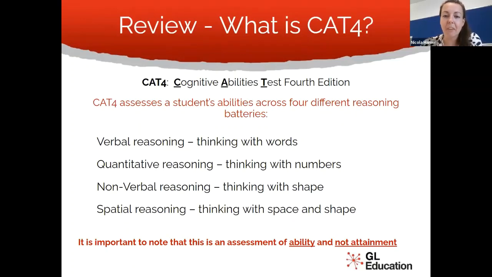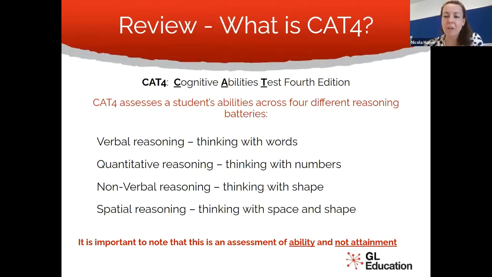Now, for those of you that weren't here last time, we'll just do a quick recap. The CAT4 test is the Cognitive Abilities Test. It basically measures a student's ability across 4 different reasoning batteries. It's really important to stress that this is not an attainment test. We're not testing what they know. It's not a test that they can revise for.